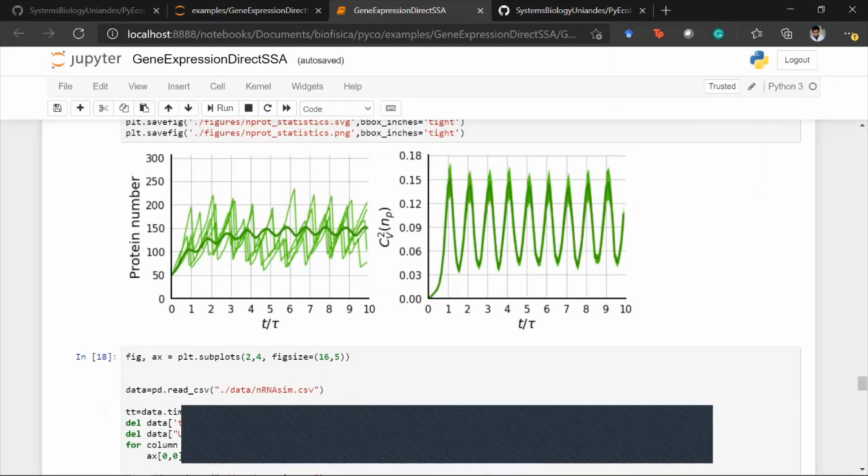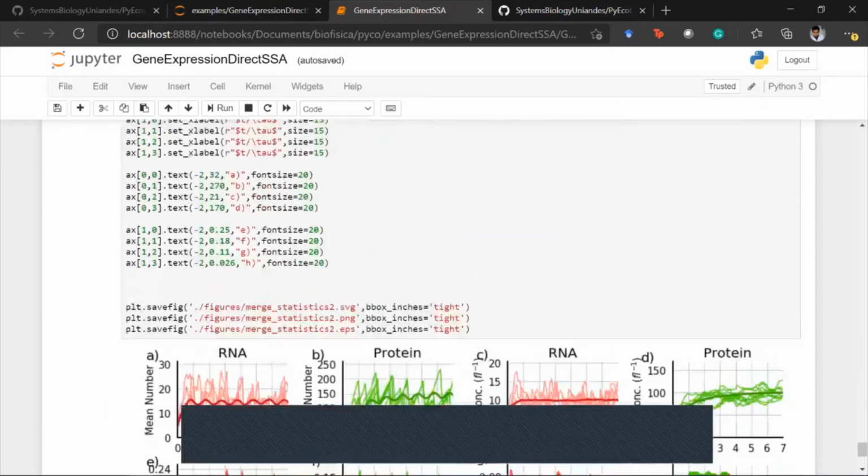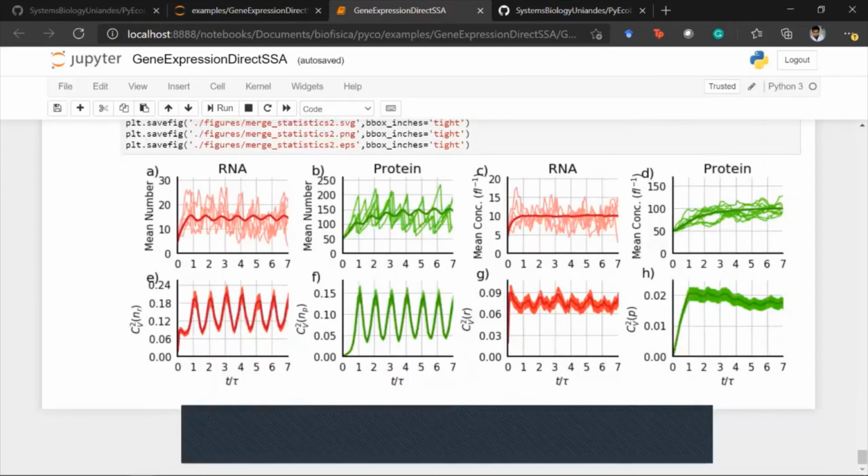Since bacteria are growing, you can see that this variable is very correlated to the size. And you can see also the coefficient of variation of the number of proteins. And you can compare all of them.